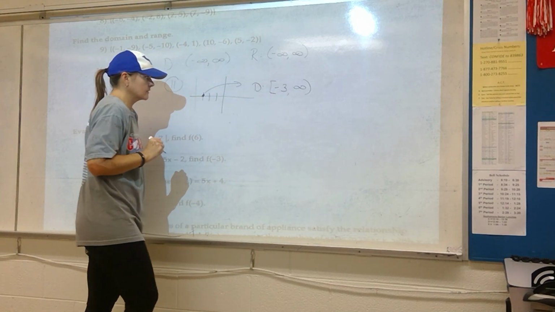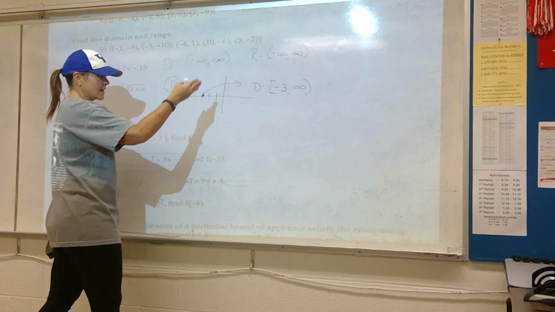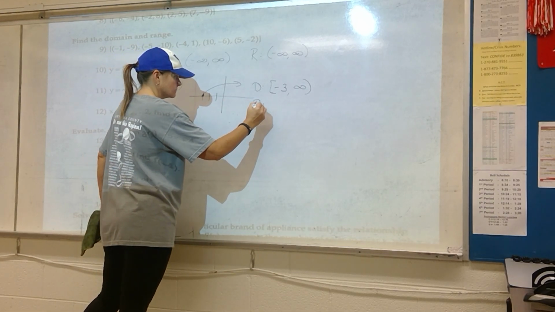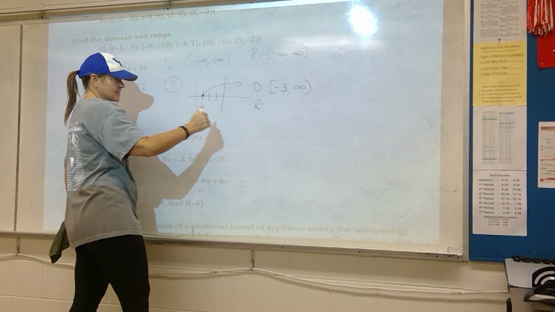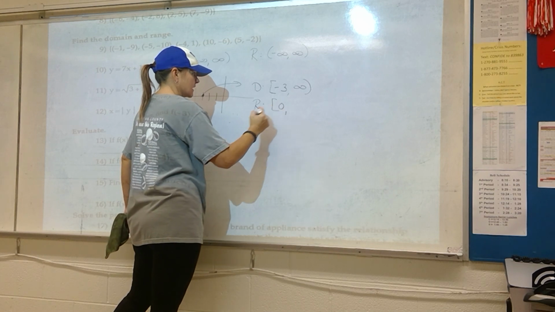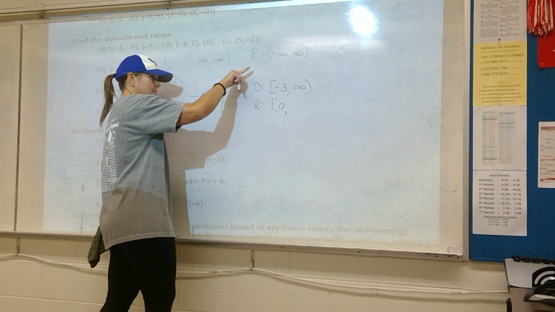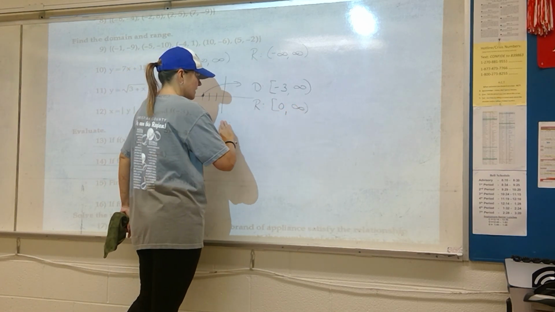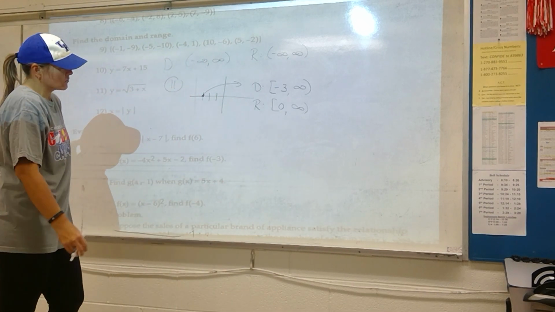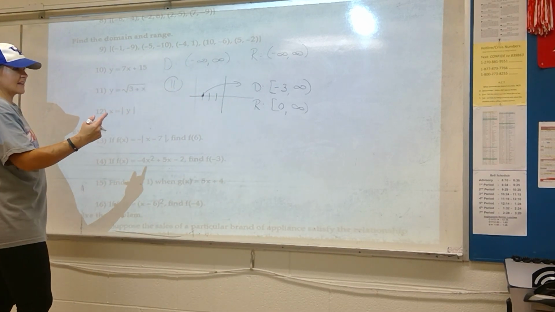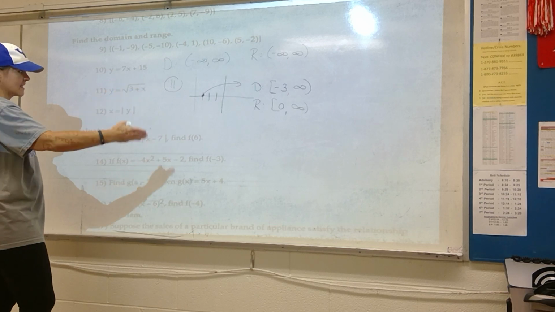That is your domain. Your range are your y values. Y goes up and down. The graph only goes down to 0, so it starts at 0. It goes all the way up. I know it looks like it's leveling out, but it's going up to infinity. If it equals, use a bracket. If it doesn't equal, use infinity. So domain is x, look left to right. Range is y, look up and down.